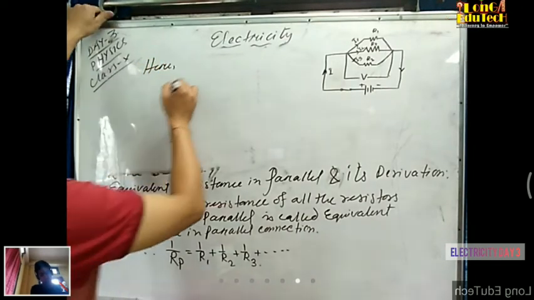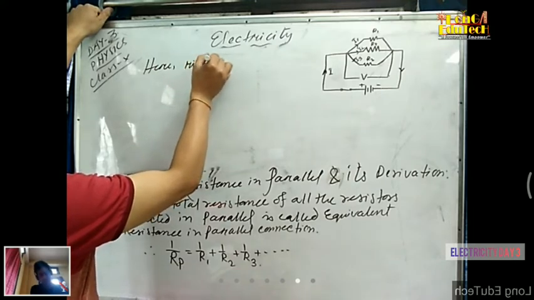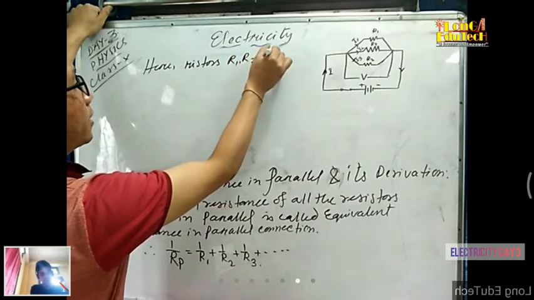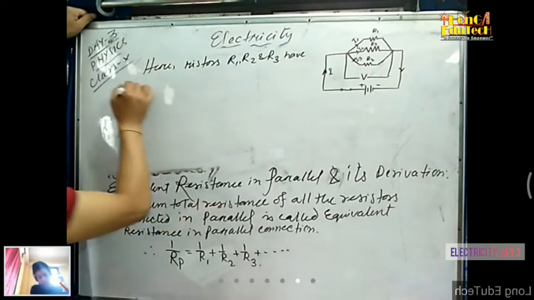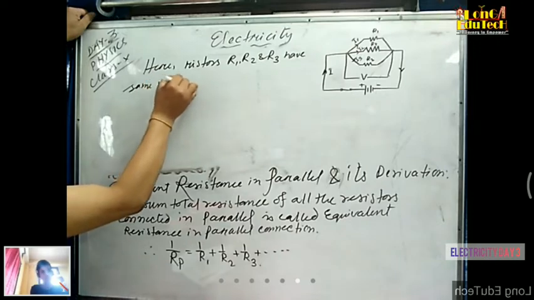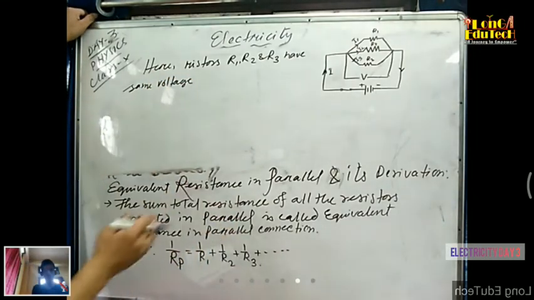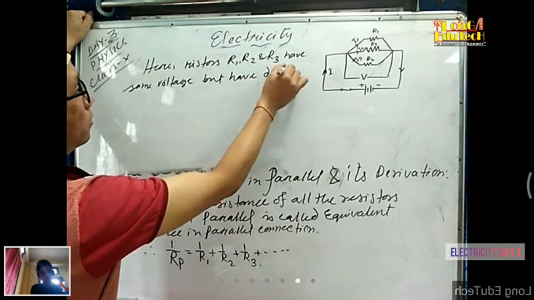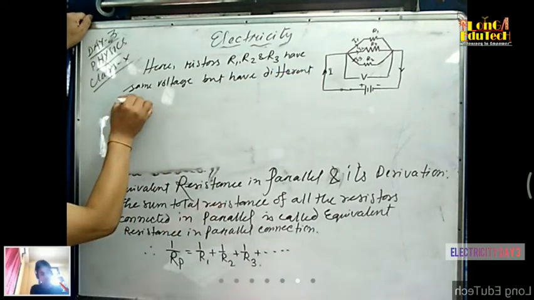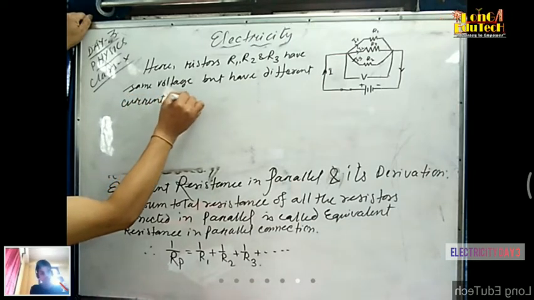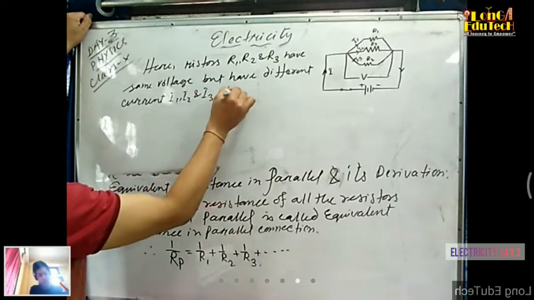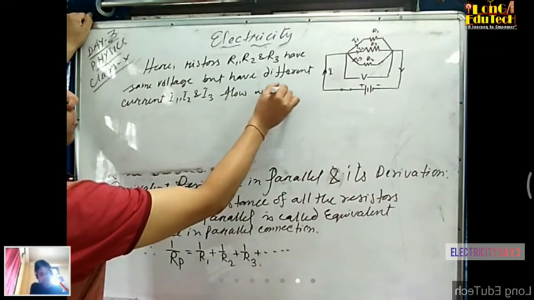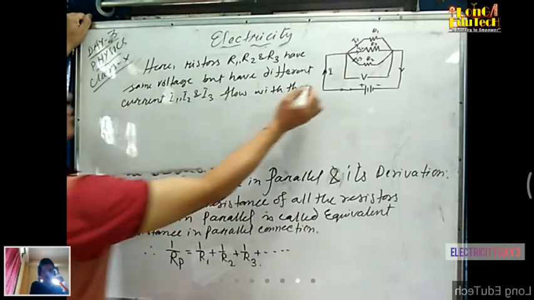Here the resistors R1, R2, and R3 have the same voltage, but have different currents I1, I2, and I3 flowing through them respectively.